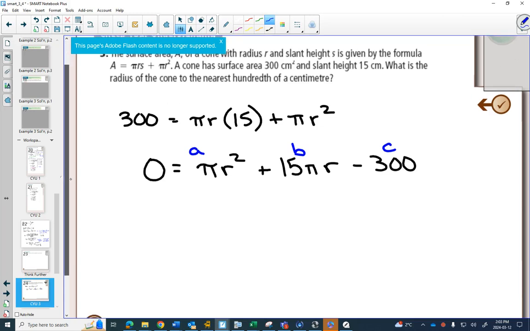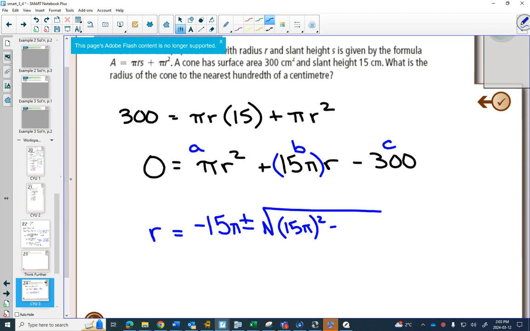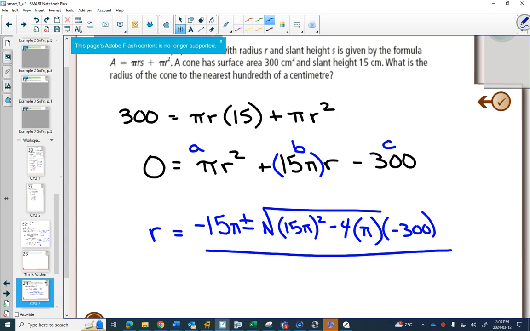So our formula says, normally it's on your formula sheet, it says x equals, but we have r squared, so we would write r equals negative b plus or minus square root of, I forgot the pi with b. So the b is the 15 and the pi. b, put that in brackets, squared, minus 4 times a, and a was pi, times c, which is negative 300, all over 2 times a.